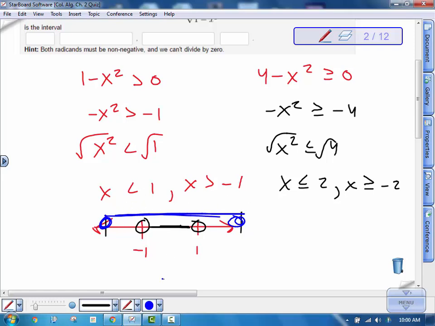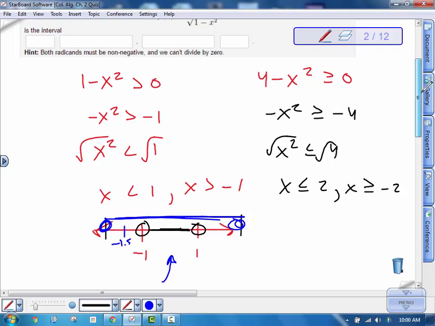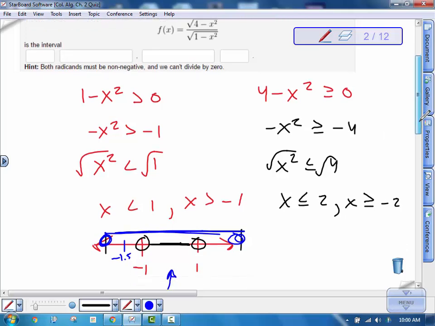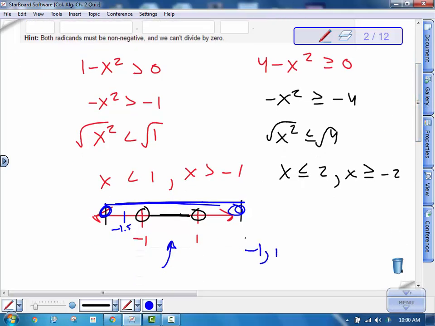which that's not my domain. My domain has to be the most restricted one because take a point like negative 1.5, it doesn't satisfy the bottom. If you plug in negative 1.5 here, or positive 1.5, you'll get an undefined value underneath this radical. So it's not in the domain. So you have to take the most restricted one, which is negative 1 to 1, not including negative 1 and 1.